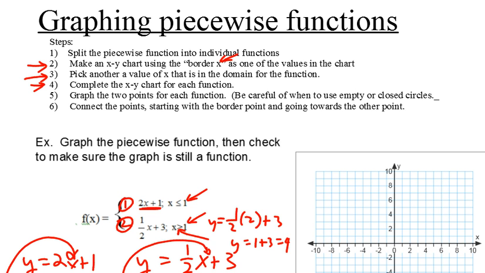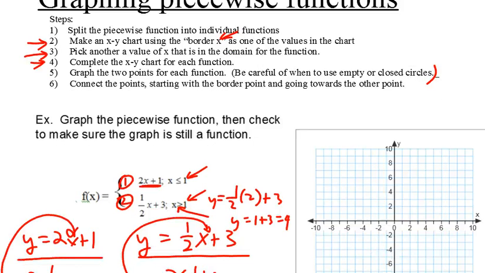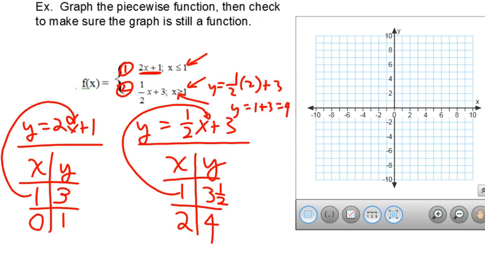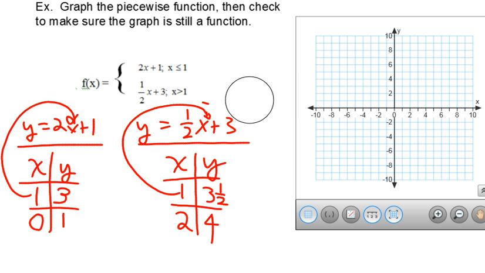Now I need to graph the 2 points for each function. Now here's where you've got to be careful. You need to be careful when you use empty or closed circles. Well, think about it. This first piece. Let me erase some of this work so that we can focus just on the graph now.